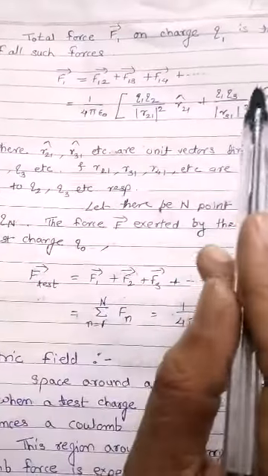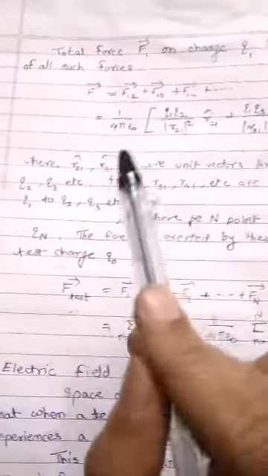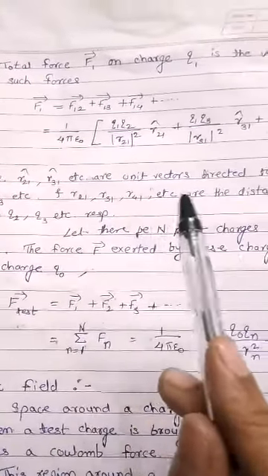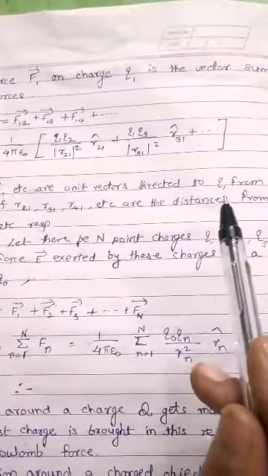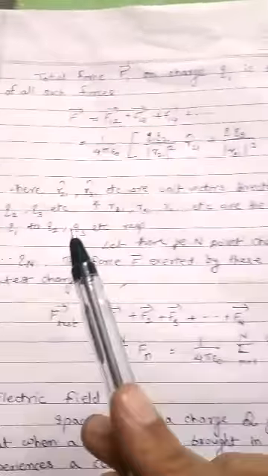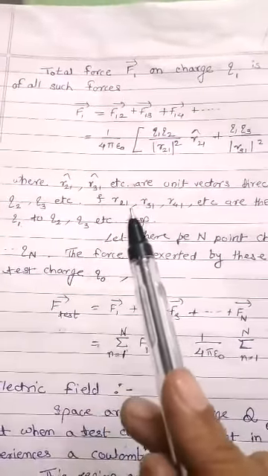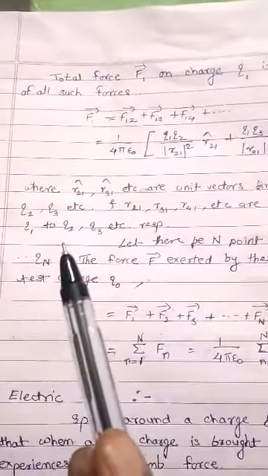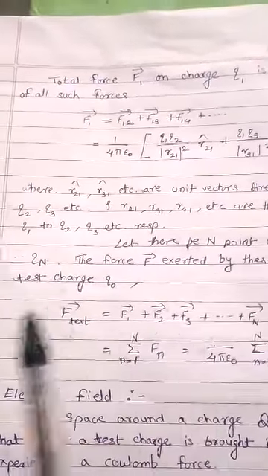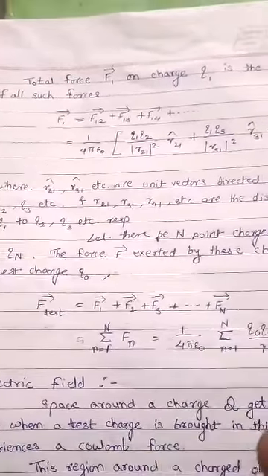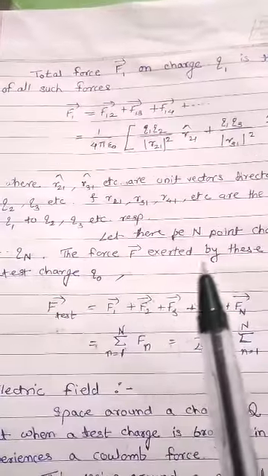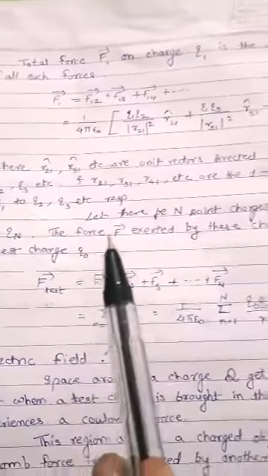So we get the principle of superposition. Here r21 cap, r31 cap, etc. are unit vectors directed to Q1 from Q2, Q3, etc., and r21, r31, r41, etc. are the distances from Q1 to Q2, Q3, etc. respectively. Suppose there are n point charges, not just 1, 2, 3, 4, so we have Q1, Q2, Q3 up to Qn.